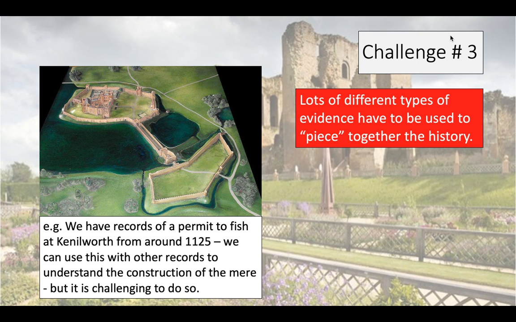We see that there's a record of a permit to fish at Kenilworth from around 1125. So we can be sure that there was water at this point. And what we then need to do is use this with other records to understand the construction of the mere. We need to use this written permit also then with our other understanding about why the castle was first built. So we have to use lots of different things, bring them all together to get the full picture. And that's a challenge. That's something which is difficult.